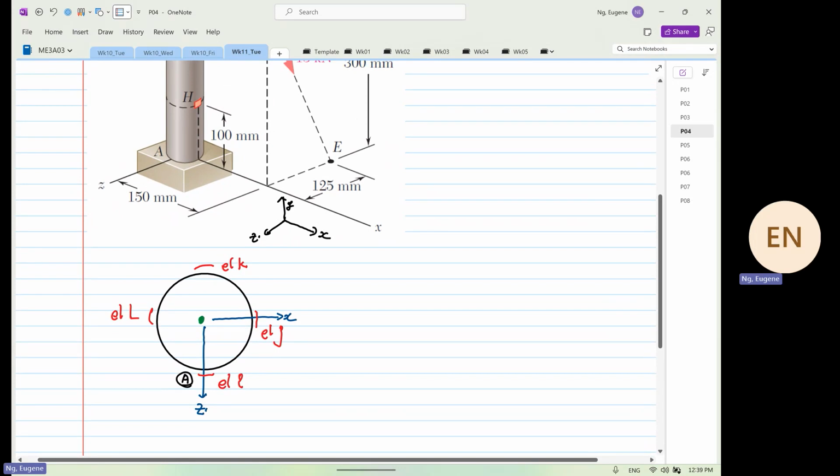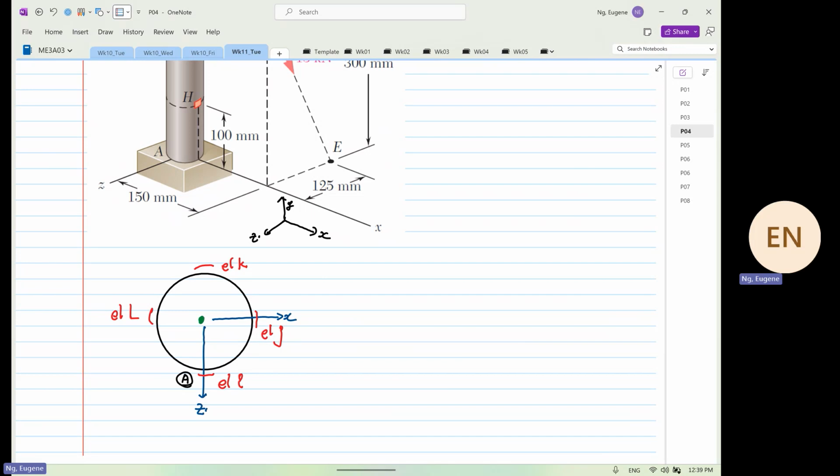Now, why do I position the elements there? Why don't I position the elements in a diagonal way? Anyone?